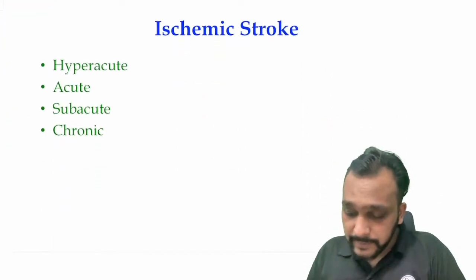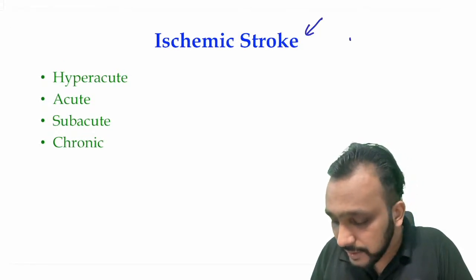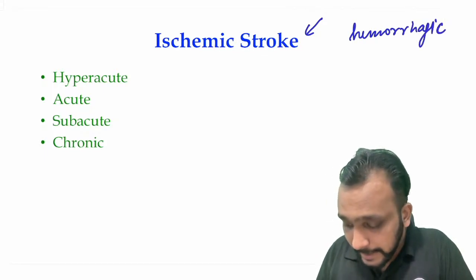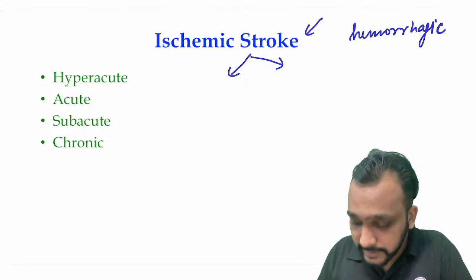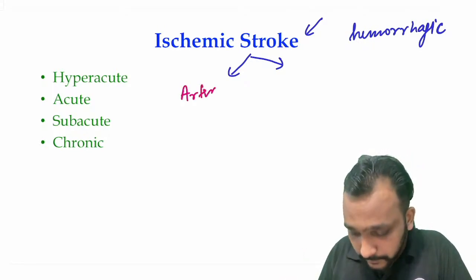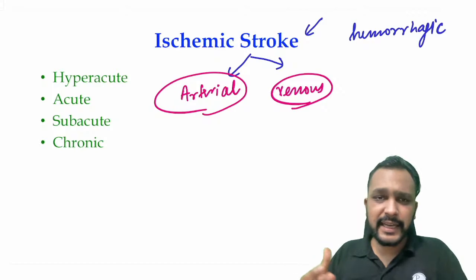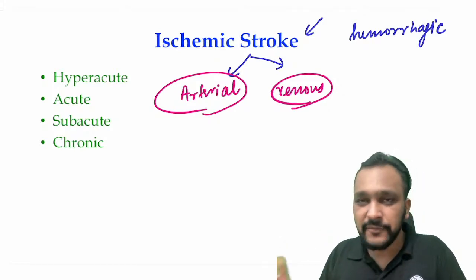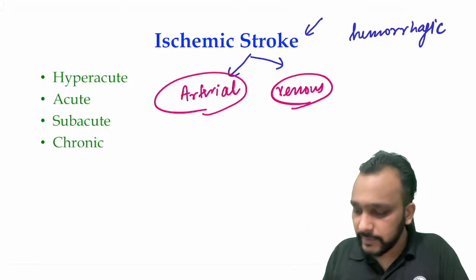So now coming to the stroke. So guys, stroke can be ischemic as well as hemorrhagic, right? And within the ischemic part, the stroke can be of two types. It can be an arterial stroke and it can be a venous stroke, okay, venous infarct. It can be due to occlusion of the vessels of the circle of Willis, or it can be due to a thrombus within the sinuses of the brain, right?